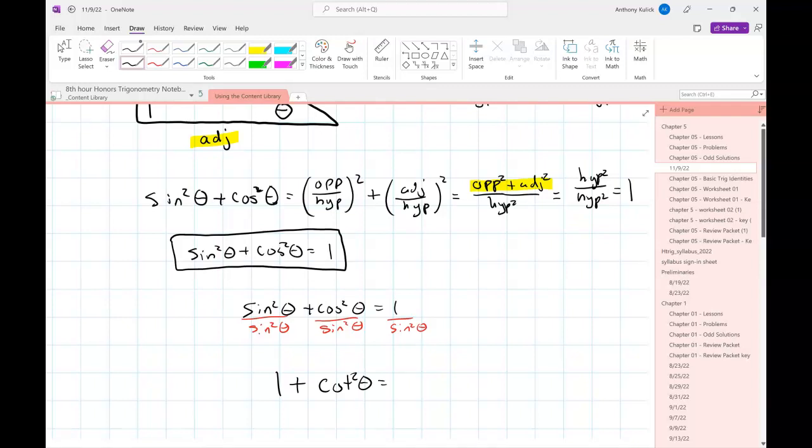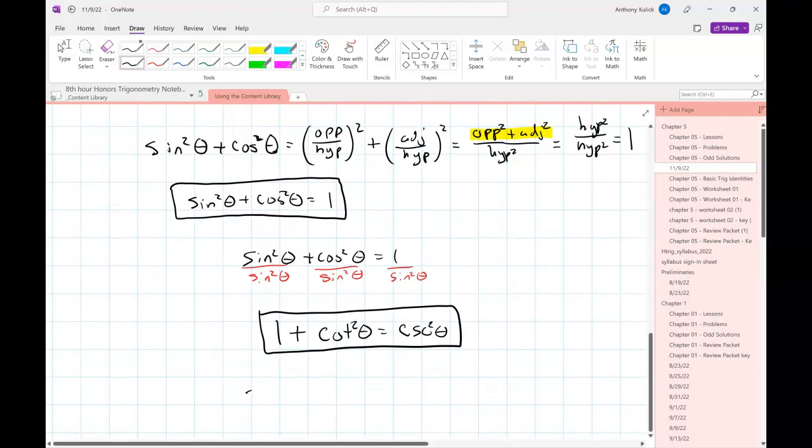And what's 1 over sine squared theta then? Cosecant squared theta, exactly, because I can think of 1 over sine squared as 1 over sine times 1 over sine, or cosecant times cosecant, so cosecant squared theta. That's another of the Pythagorean identities.